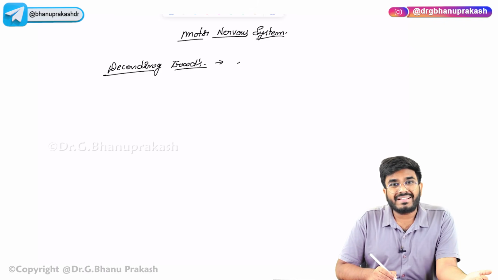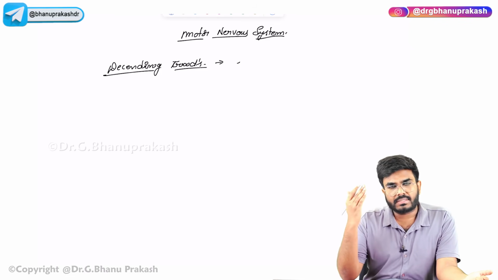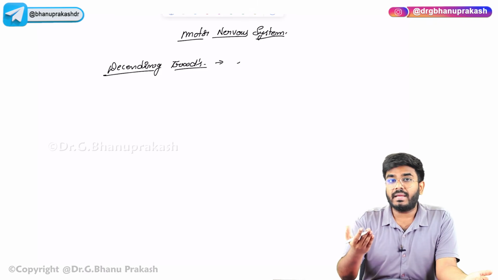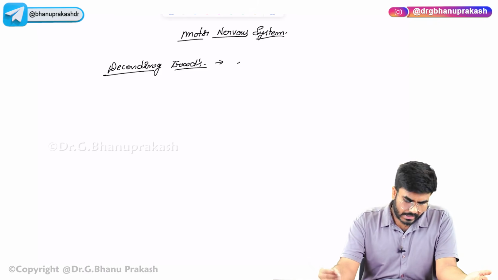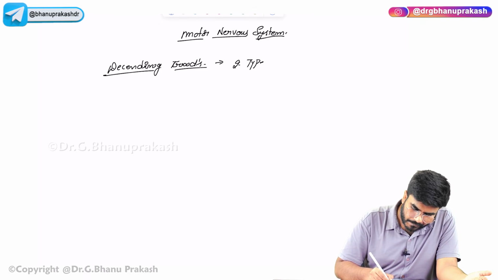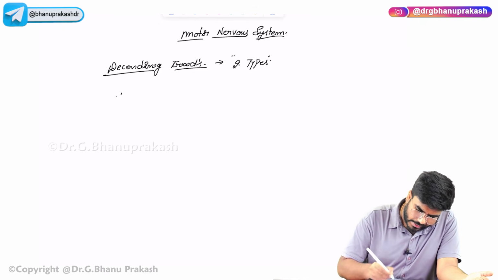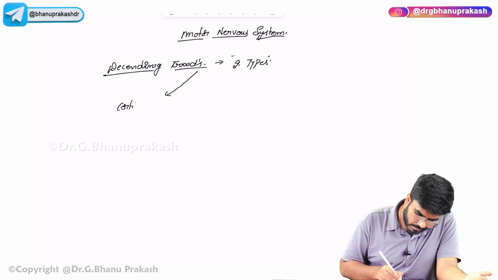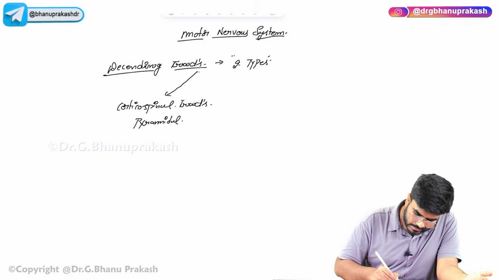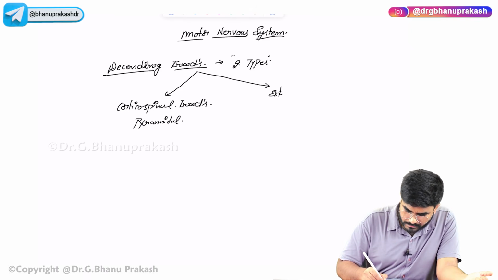I have explained to you there are two types of ascending tracts: the anterolateral spinothalamic tracts, which carry primitive sensation, and the dorsal column tracts, which carry advanced sensations. We have already discussed that. Now let's discuss the descending tracts. How many types of descending tracts are there? There are two types. What are they? The first type is called corticospinal tracts, which are also called pyramidal tracts, and extrapyramidal tracts.